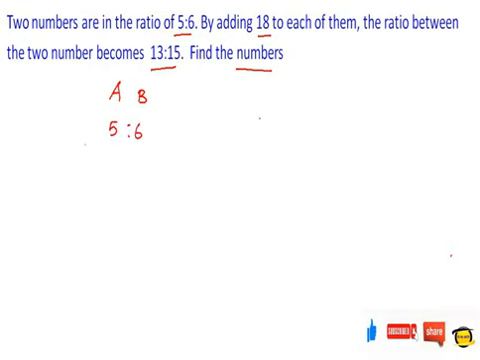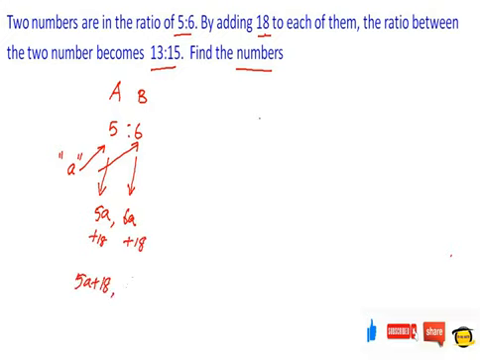5:6. So in order to find out the original numbers, we can multiply by a common multiplication factor A, which means the first number can be assumed as 5 times A, 5A, and the second number can be assumed as 6 times A, which is 6A, right? Now what is happening? We are trying to add 18 to each of the numbers. So if we add 18 to both the terms, the first term would be 5A plus 18 and the second term would be 6A plus 18, right?